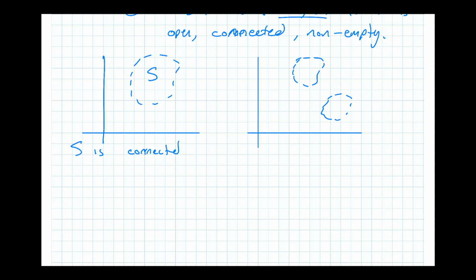Let me just shade this. So if that's your S, then S is connected. If your S is in multiple pieces, it is not connected. That's why they use the word connected. It's just a very simple idea. If it's in pieces, it's not connected.